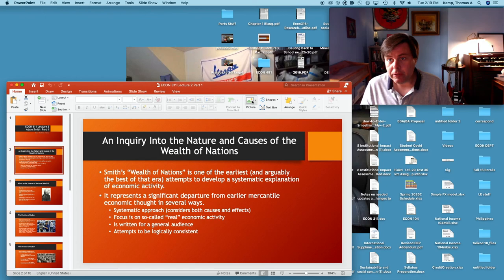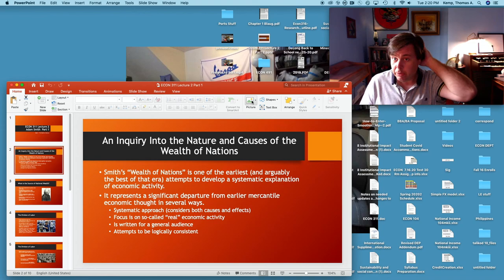Okay. The third thing that makes Smith special, and here he's really the first in this regard, is he's writing for a general audience. So he's just writing for anybody who wants to pick up this book and learn about economics. It's not written for kings, it's not written for princes, it's not written for leaders of industry. Those people can certainly read this, right? It's not too exclusive, but it's written for anybody who wants to pick it up. It's written for a general audience.